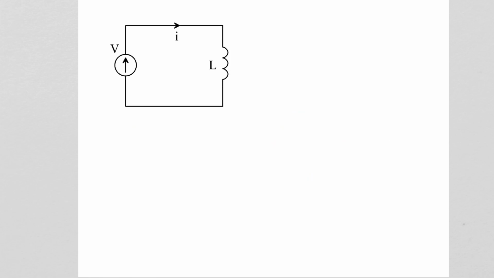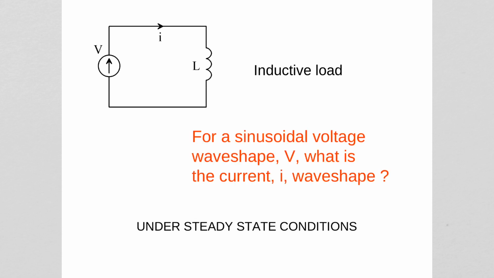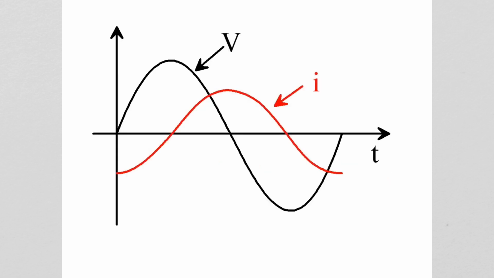Now consider a pure inductance connected across the same voltage source. For this pure inductive load, and a sinusoidal voltage wave shape Vm sin omega t, what is the current wave shape expected under steady state conditions? You will see that the current I in this case is delayed by pi by 2, or 90 degrees, with respect to the voltage wave shape.